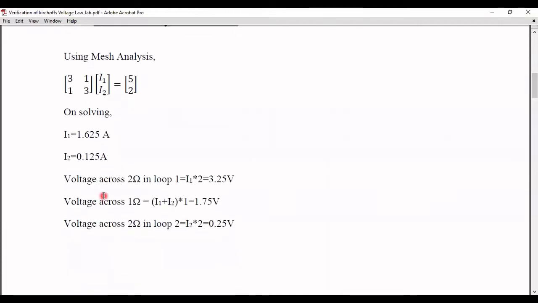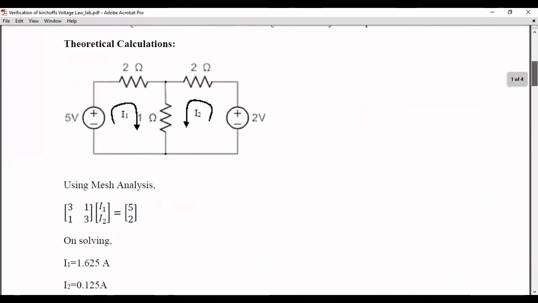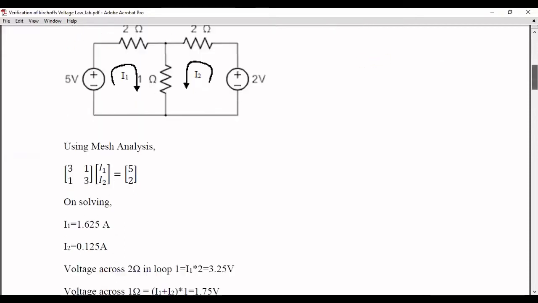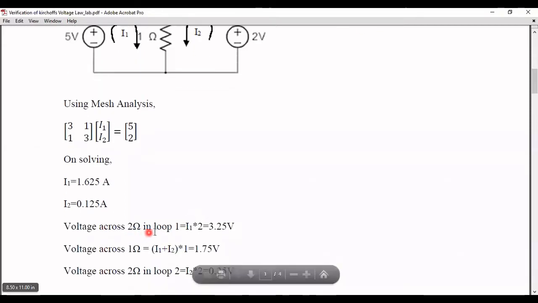Here, voltage across 2 ohm in loop 1. What about the current in loop 1? The current in loop 1 is I1. So V is equal to IR. Based on this formula, V, the voltage across 2 ohm in loop 1, is I1 into R, the resistor value 2. I1 into 2, we are getting 3.25 volt.